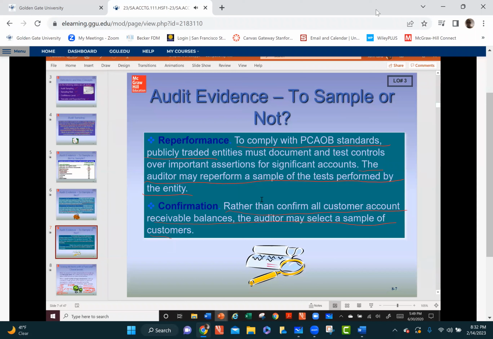Okay. Confirmation, same thing. You probably wouldn't confirm all account balances. That's going to be difficult. Although with the data analytics software, you might be able to do something like that. But for the most part, we're going to probably pull a sample, use that sample to do the confirmation of accounts receivable.